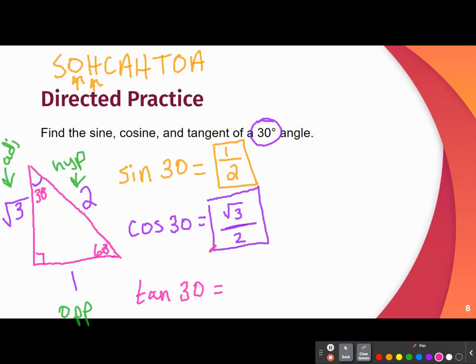It'd be opposite over adjacent. Perfect. So it'd be 1 over the square root of 3. And I will make it square root of 3 over 3. Perfect. And how she got the square root of 3 over 3, she multiplied the bottom by the square root of 3 and the top by the square root of 3. 1 times the square root of 3 is just the square root of 3, and square root of 3 times square root of 3 is 3. So square root of 3 over 3.